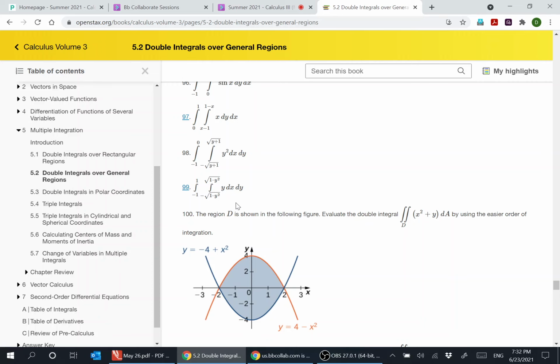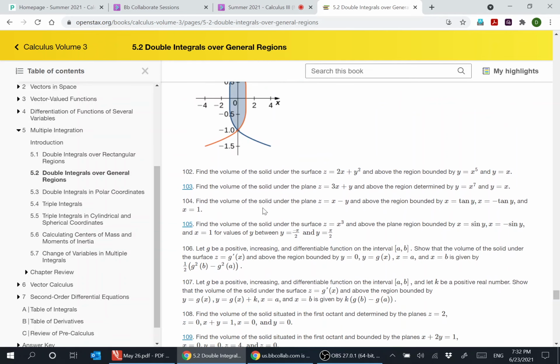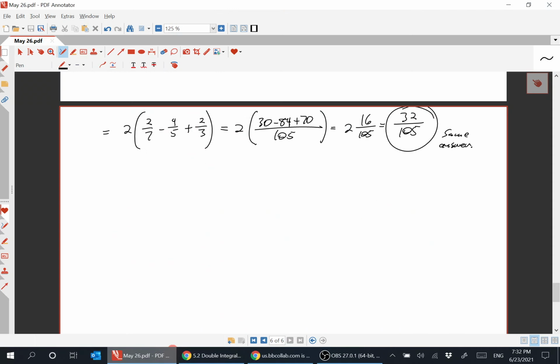Next, 102. Find the volume of the solid under the surface and above the region. You know, that's just a double integral, right? The solid under this surface and above this region, that's just the double integral, right?